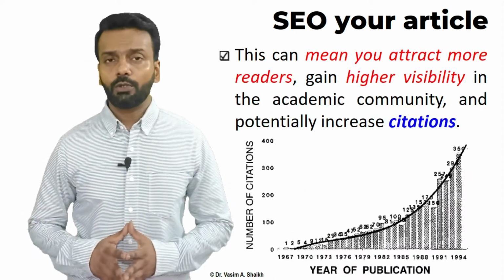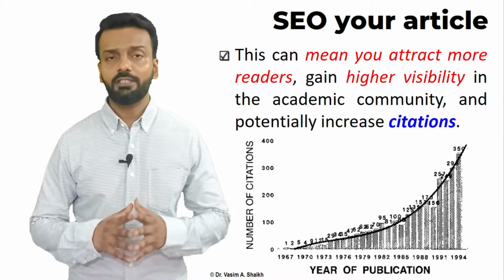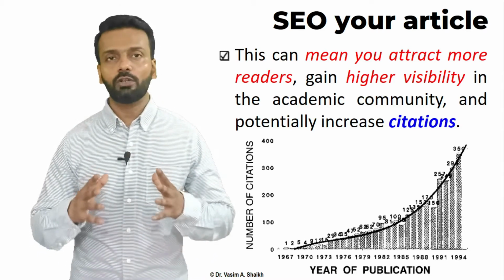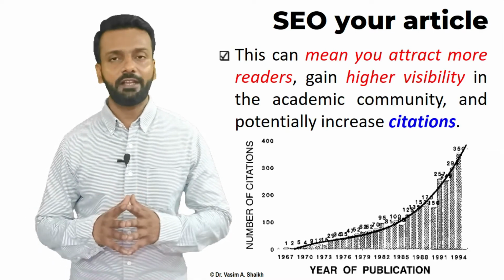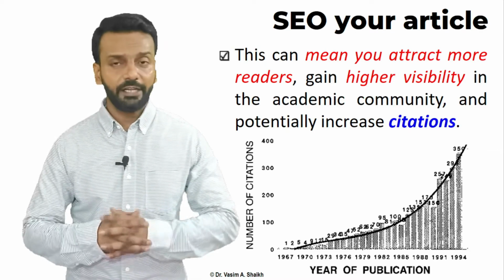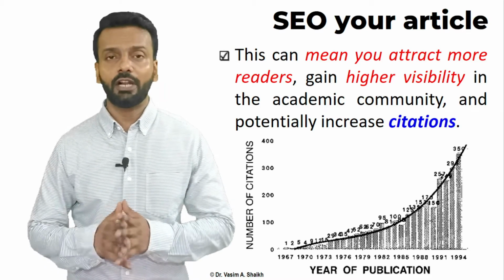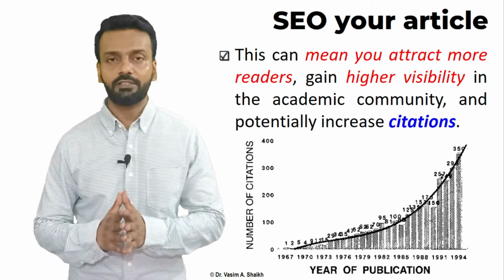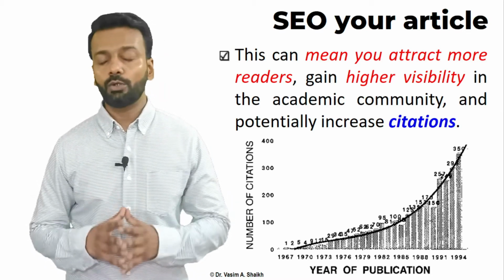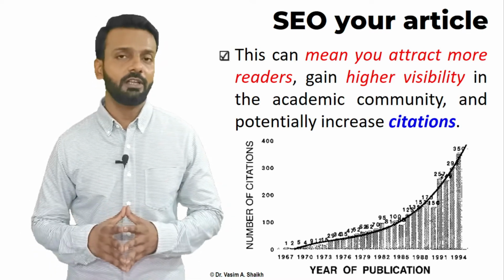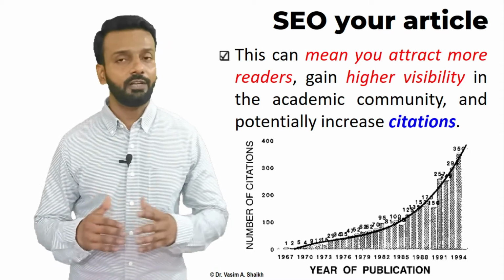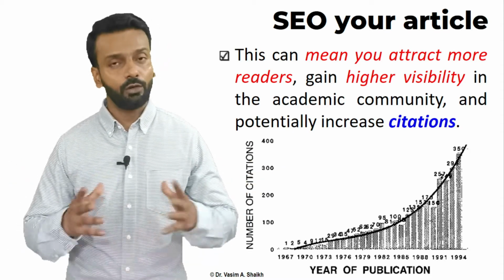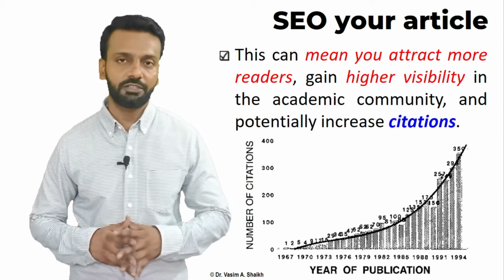What is the output of SEO? This means that you attract more readers and gain high visibility, and because of that people will read your article more and cite your article more. More citations mean people know you more, you are more popular, and your research will be read throughout the globe, and that will open up a lot of avenues and opportunities for you as a researcher.